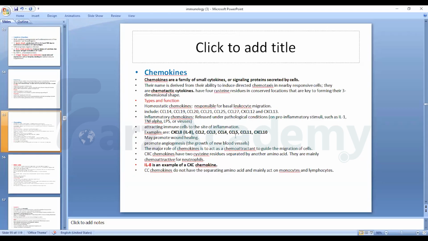Examples are these, you don't have to remember. They may promote wound healing and promote angiogenesis. The major role of chemokines is to act as a chemoattractant to guide the migration of cells. Interleukin 8 is an example of a CXC chemokine. This you have to remember.